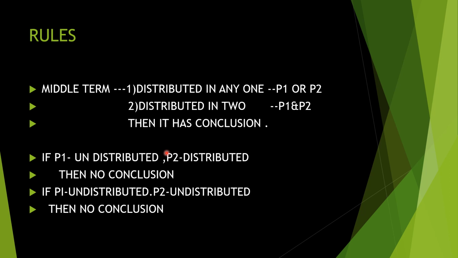Then only you can understand whether the sentence is distributed and follows its own rules, whether it has a conclusion. You have to find it. If they ask whether this argument has a conclusion, you want to find whether the distribution is in P1 or P2, or in both of the sentences. If the middle term is distributed, then it is okay, and it should have a conclusion. If it is undistributed, then the conclusion will not come. So you have to keep that in mind. Understood?